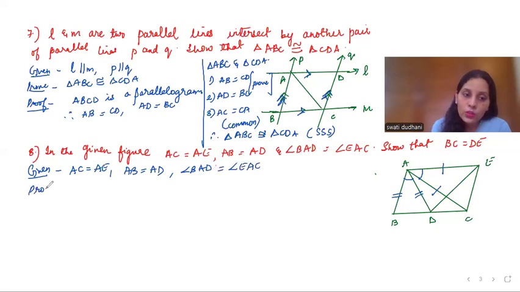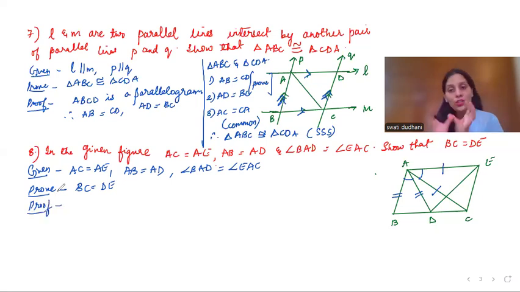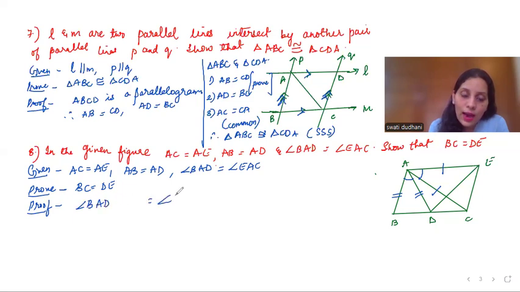And what do we need to prove? We need to prove BC is equal to DE. So always you should mention given, prove, and then you will start with proof. So when you read the question, you simultaneously mark in the figure, so it will be easier for you. So now here it is given angle BAD is equal to angle EAC, right?